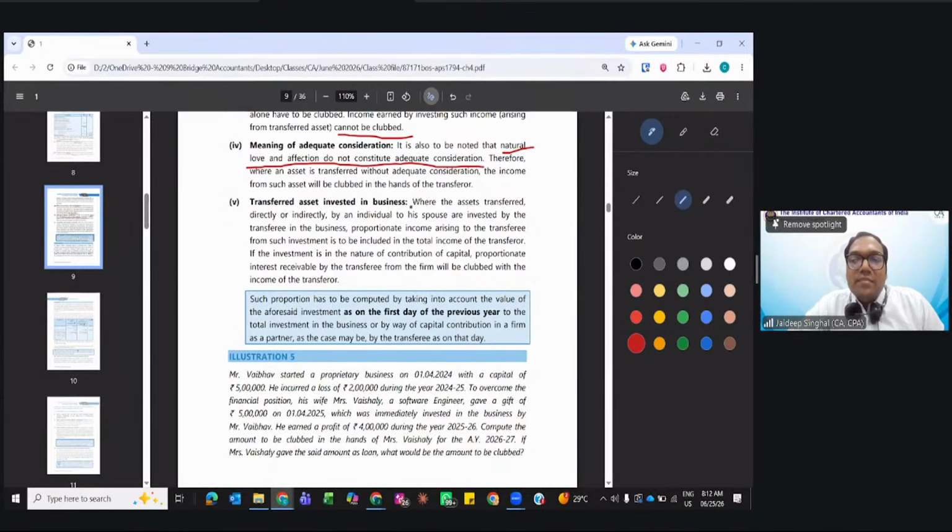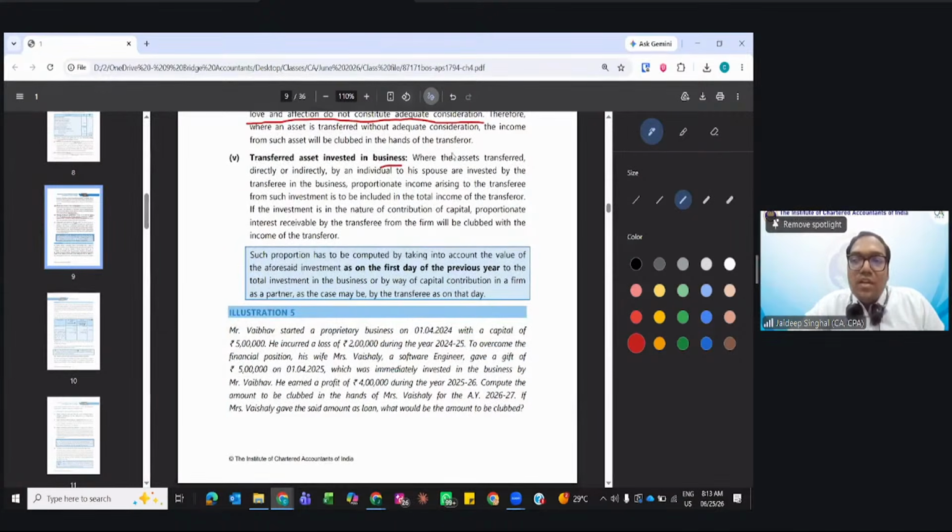Transferred asset invested in the business. Let's take this example. With this example, it will be clear. Let's read it first. Where the assets transferred directly or indirectly by an individual to his spouse are invested by the transferee in the business, proportionate income arising to the transferee from such investment is to be clubbed in the total income of the transferor. If the investment is in the nature of contribution of capital, proportionate interest receivable by the transferee from the firm will be clubbed. Such apportionment has to be taken by the account value of the aforesaid investment on the first day of the previous year to the total investment in the business by way of capital, in a firm as a partner, as the case may be, of the transferee on that day.